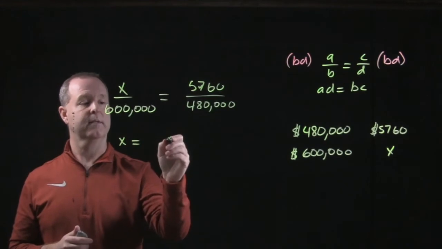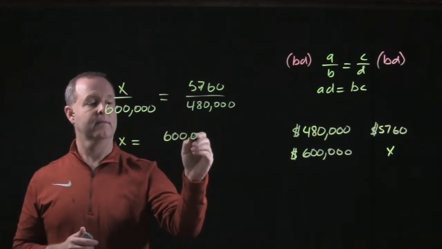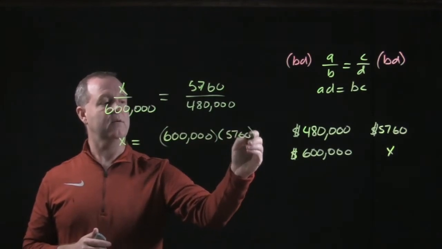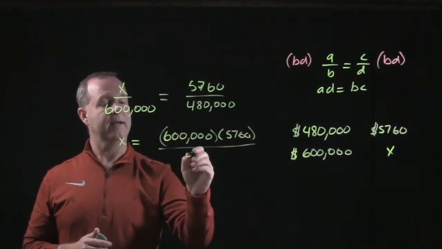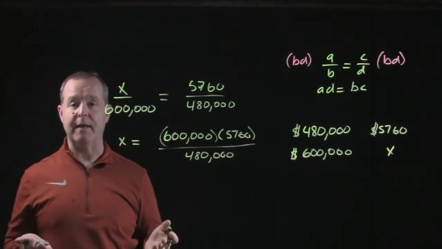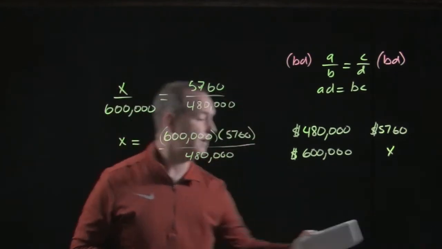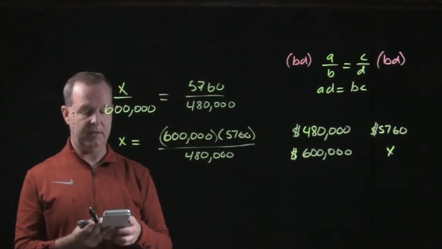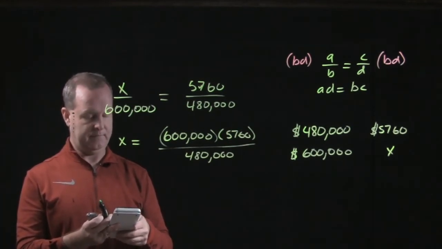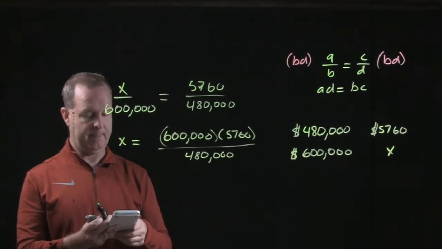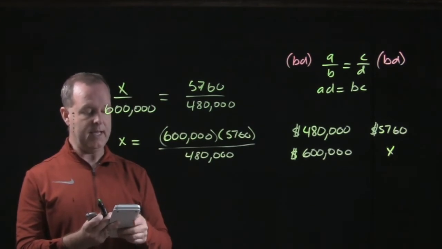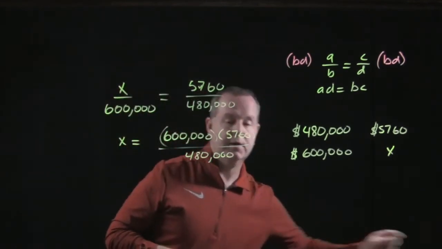So X equals 600,000 times 5760 divided by 480,000. Working that through requires the use of my black box here. Bigger numbers, 600,000 times 5760 divided by 480,000 equals 7,200.